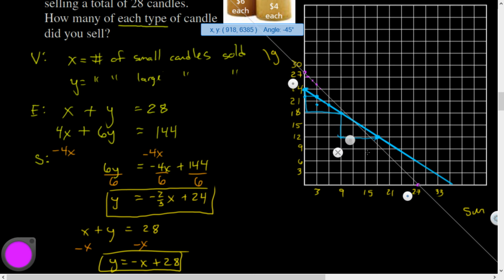Did I say you could use the Desmos graph to run this problem? I don't remember. I might have.